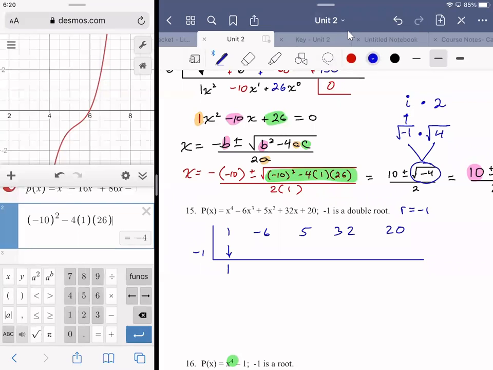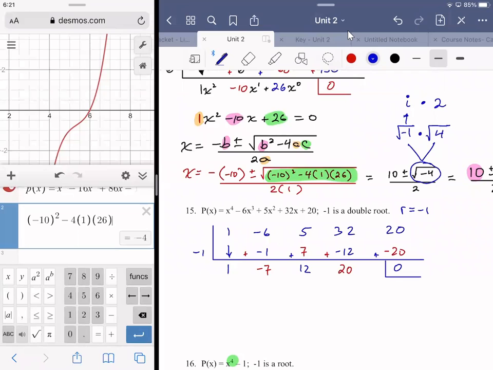Bring down the 1, multiply, I get a -1. Add, I get a -7. Multiply, I get a +7. Add, I get a 12. Multiply, I get a -12. Add, I get 20. Multiply, again by the outside number, I get a -20. Add, and I get a 0.